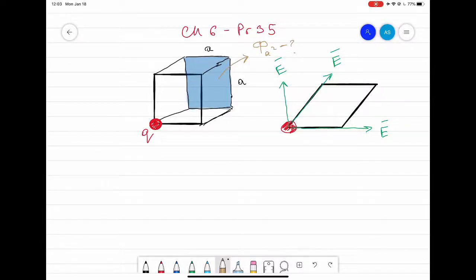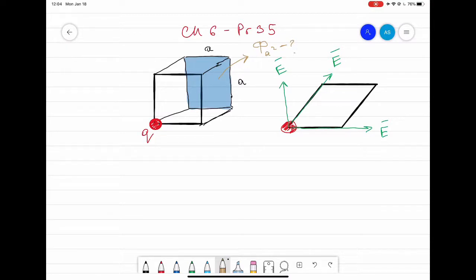Here we have problem number 35 from chapter 6. In this problem we have a charge, and we have to find basically the electric flux through the shaded area, which is the blue shaded area. Now, how can we solve this problem?